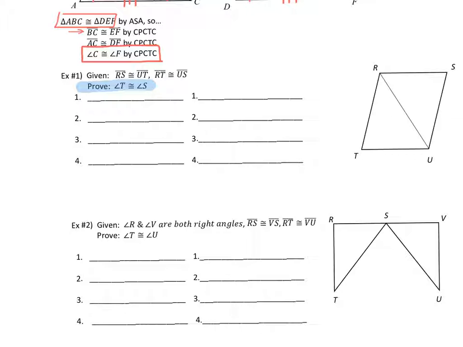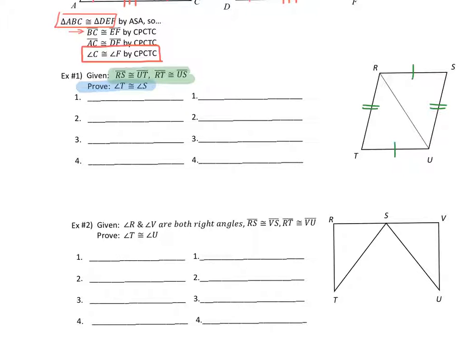Biggest thing you can do with this stuff, you guys, and I've said this, I'm sure you think I sound like a broken record, but mark what you know. Mark up your triangles. So if you look at your given here, RS is congruent to UT, mark that. RS congruent to UT, okay? Then it says RT congruent to US, mark it.